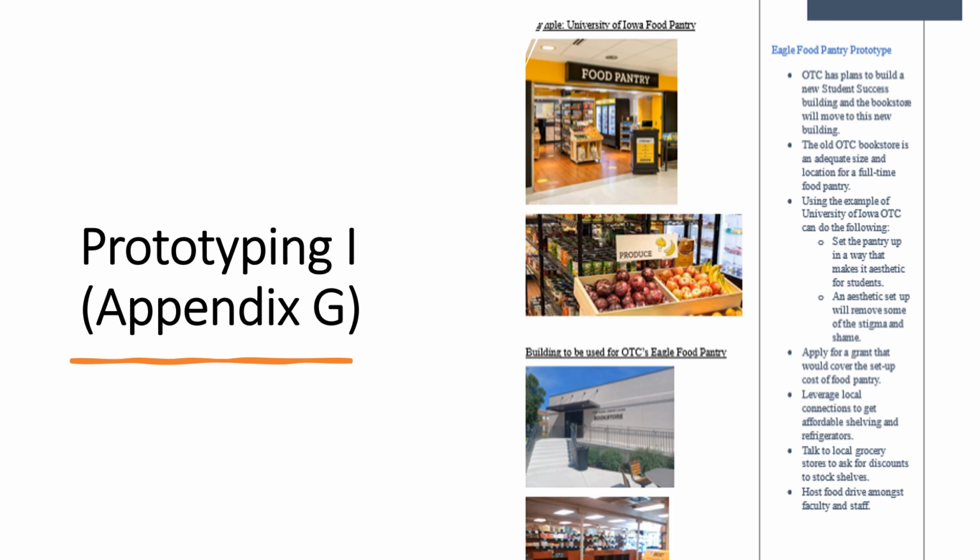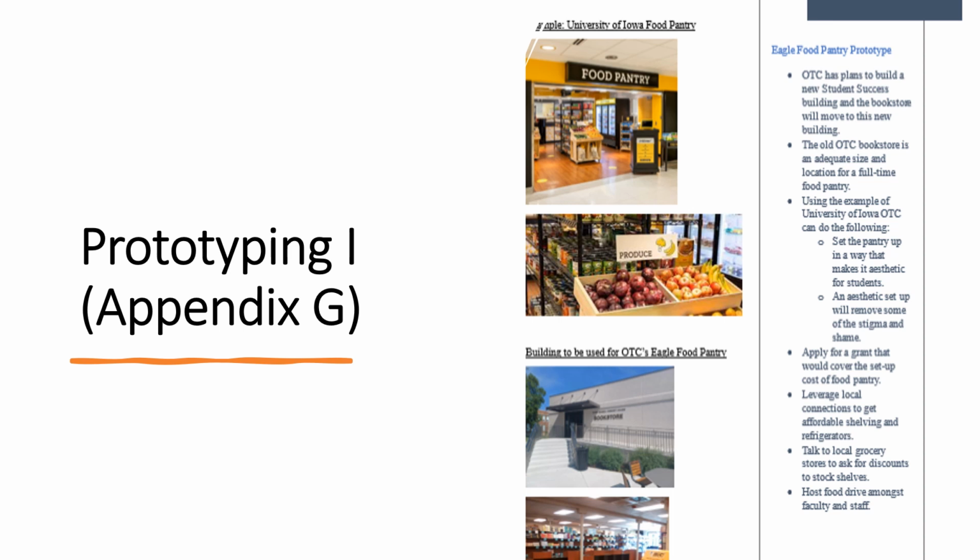When creating a low-fidelity prototype, the scholar practitioner decided to use a sort of storyboard to provide a visual representation of what the full-time food pantry would look like. For reference, the scholar practitioner included images from the University of Iowa's full-time on-campus food pantry. The idea is to set the food pantry up to look like a grocery store. Setting the space up to look like a store will make the experience more enjoyable for students utilizing the service and will remove some of the stigma associated with needing to frequent a food pantry.